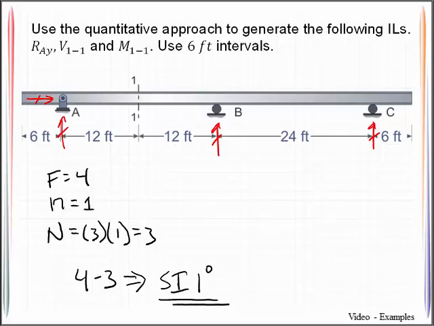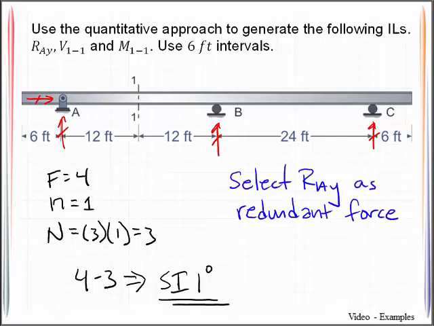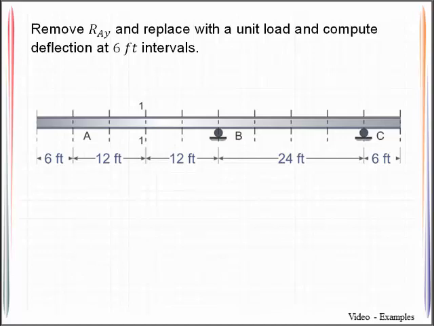So what we will do is we will go ahead and select RAY as the redundant. I could have just as easily selected RBY or RCY as my redundant, but for this example we selected RAY. Now the process of this is that we will remove the support at point A and we will replace it with a unit force. Now that I've got that done, I'm going to go ahead and sketch what the deflected shape looks like as it is subjected to that particular force.